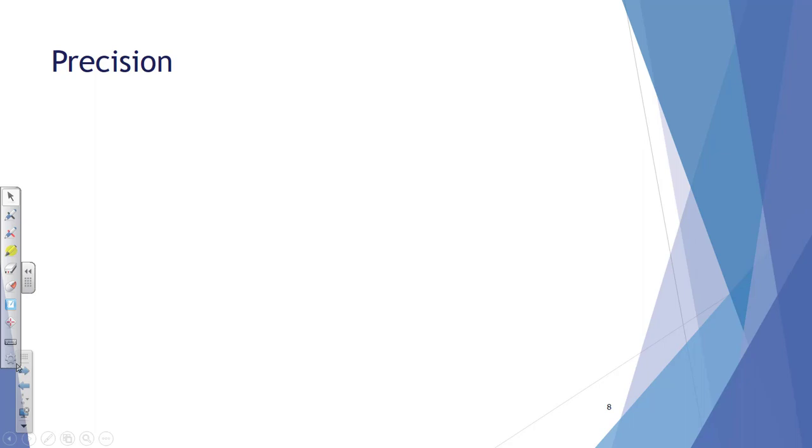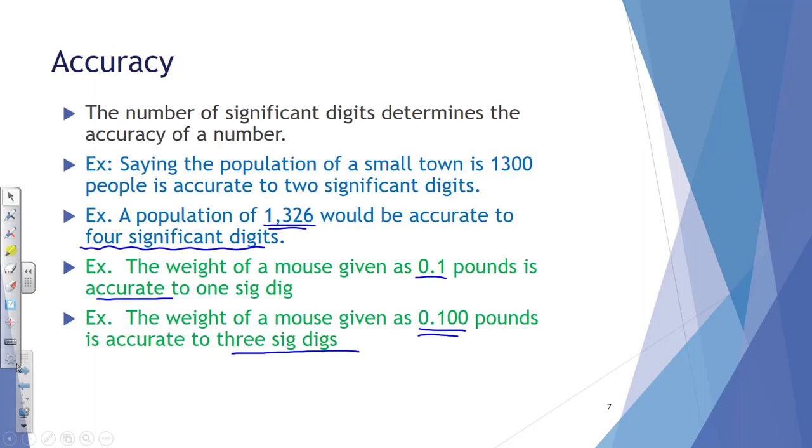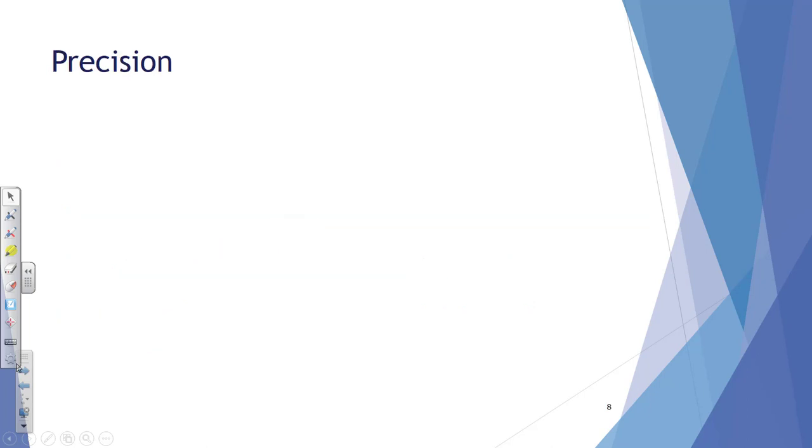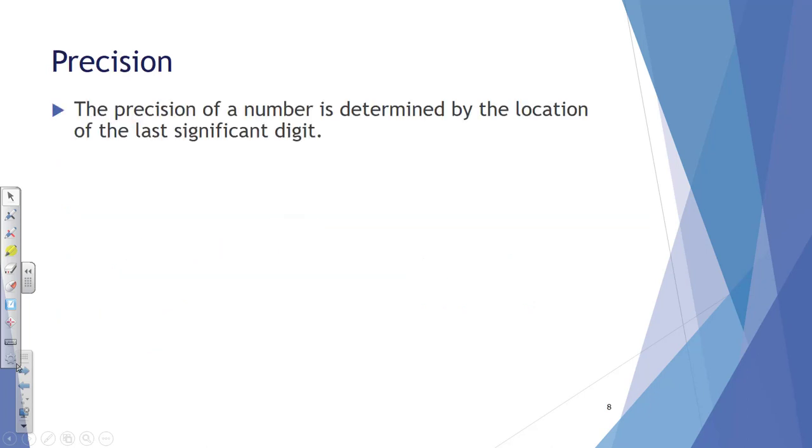Precision. So how do we measure precision? If we measure accuracy by the number of significant digits, how do we measure how precise a number is? Precision of a number is determined by the location of the last significant digit. So if we look at the number 4,500, there's 2 sigdigs there. That's how accurate it is.